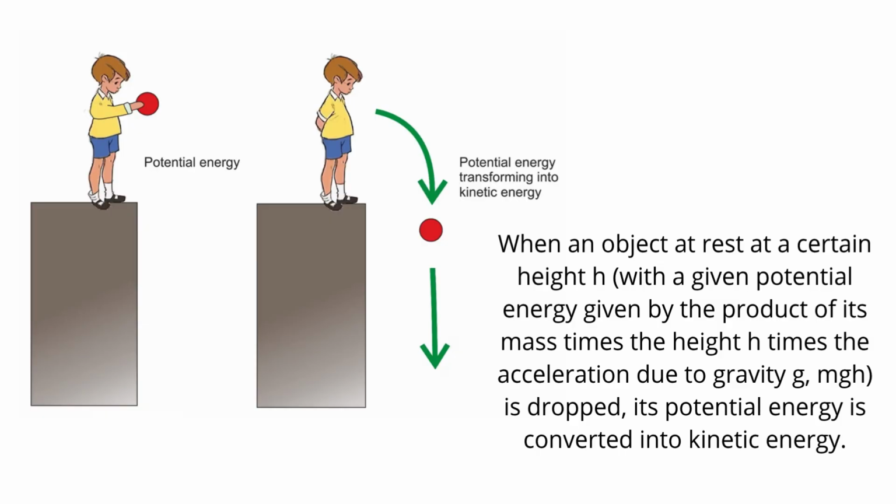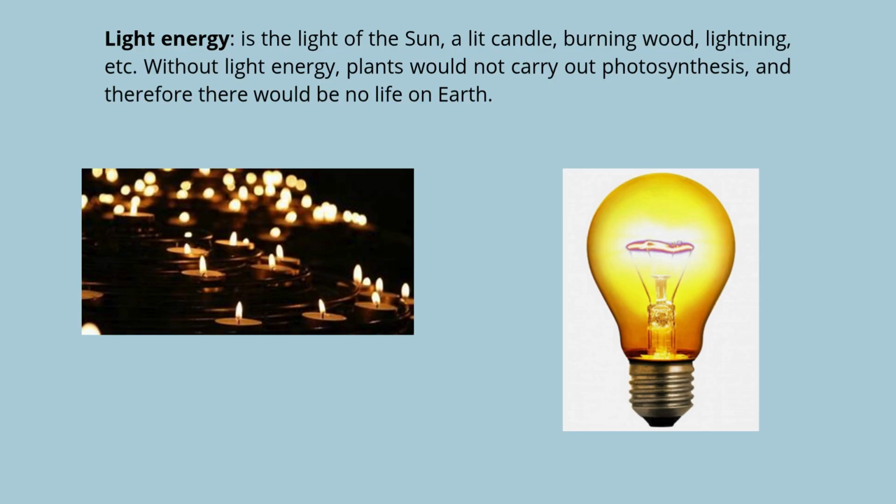When an object at rest at a certain height h, with a given potential energy given by the product of its mass times the height h times the acceleration due to gravity g, mgh, is dropped, its potential energy is converted into kinetic energy. Light energy is light of the sun, a lit candle, burning wood, lightning. Without light energy, plants will not carry out photosynthesis, and therefore there will be no life on Earth.